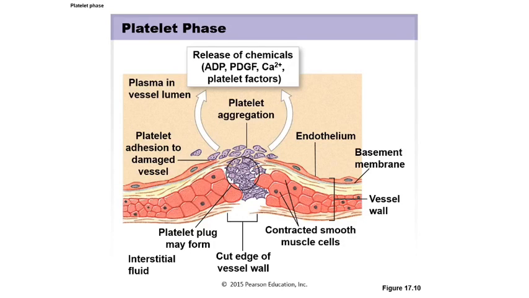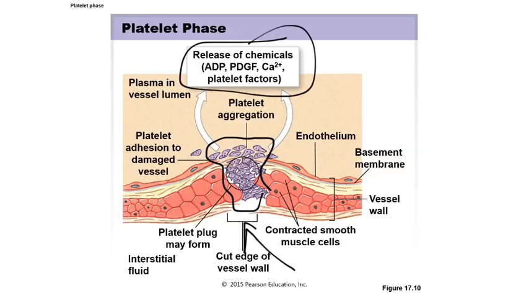So in the platelet phase, we've already cut the vessel. The platelets are beginning to aggregate and get very, very sticky. And they're releasing chemicals, calcium, platelet-derived growth factor, and ADP, which are also going to help in the cascade of healing.